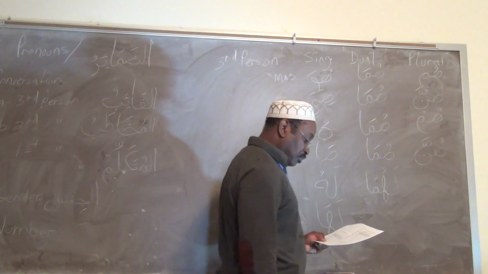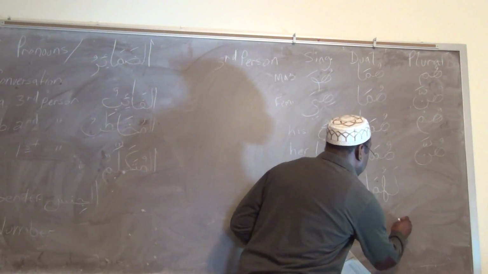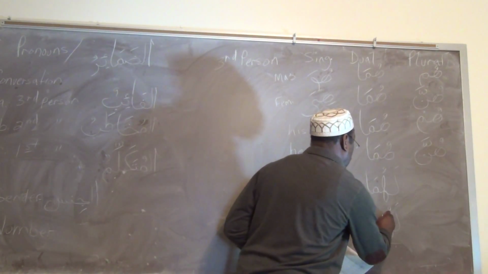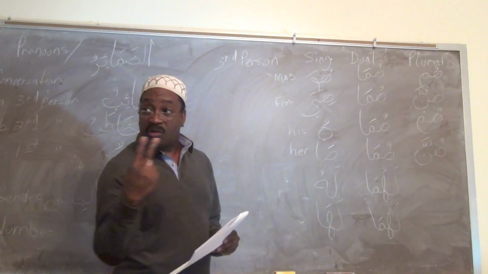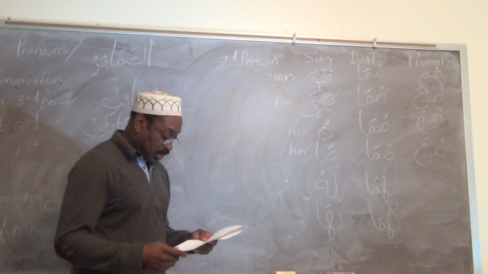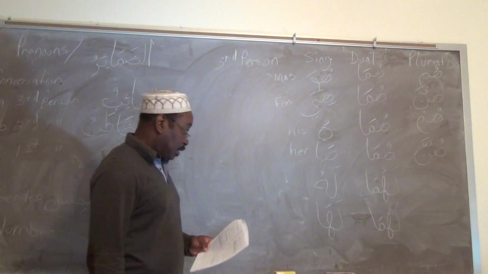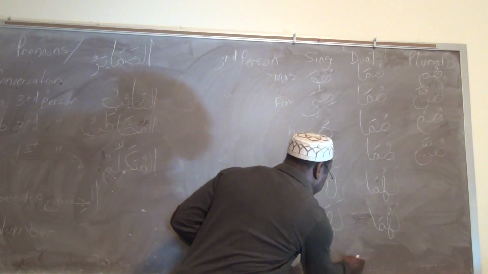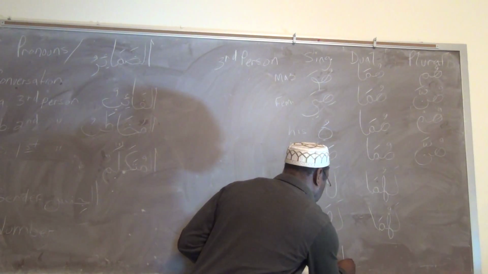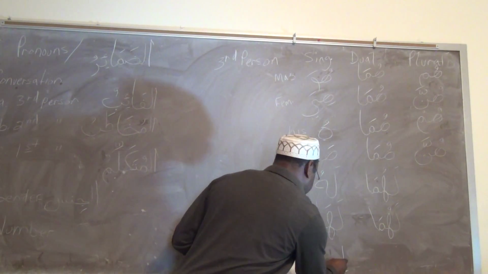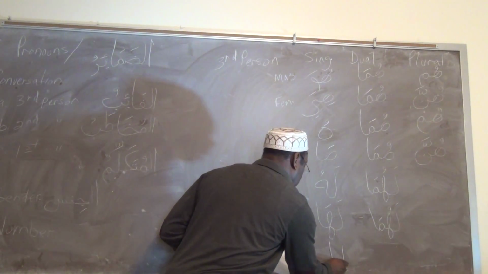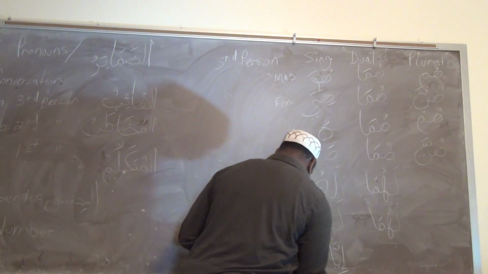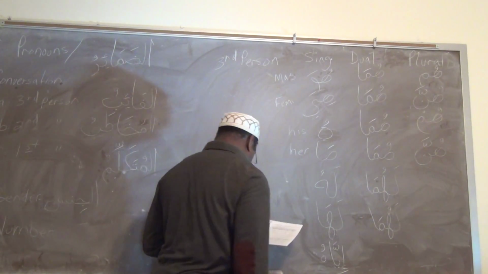Okay. And it's going to be the same for here. So this is singular. This is dual for masculine and feminine, feminine on the bottom right here. And then this is going to be the plural. Okay? We want to look at some of these in the Quran also. I want to just jump around. Okay? We don't find anything else.